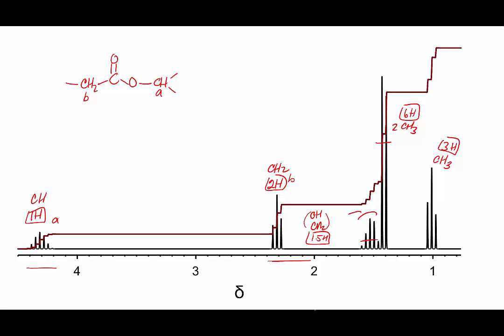And this is where I'm going to use the splitting patterns to determine my connectivities. So, remember that a single peak means you have 0 neighbors. A doublet means you have 1 neighbor. A triplet means that you have 2 neighbors. The quartet means that you have 3. And where did these come from? It came from the n+1 rule, where n is the number of neighboring hydrogens. That gives you the number of peaks. So we just basically reverse and solve for the number of neighbors from the number of peaks. So it's number of peaks minus 1.